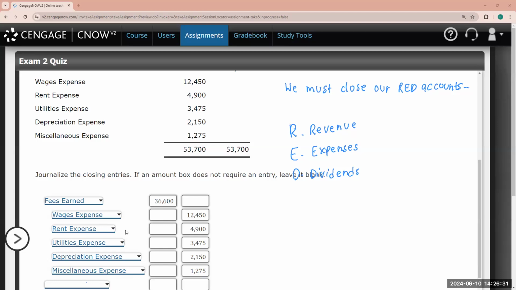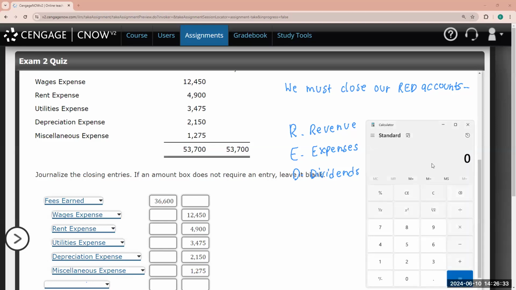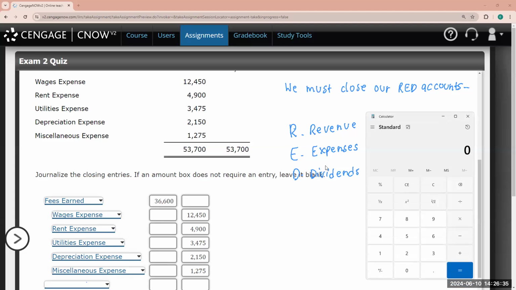So in order for us to determine the difference, and just keep in mind, the difference between these represents our net income. We have revenue of $36,600. We subtract our wages expense of $12,450. We subtract our rent expense of $4,900. We subtract our utilities expense of $3,475. We subtract our depreciation expense of $2,150. And lastly, we subtract our miscellaneous expense of $1,275. And that gave us net income of $12,350.